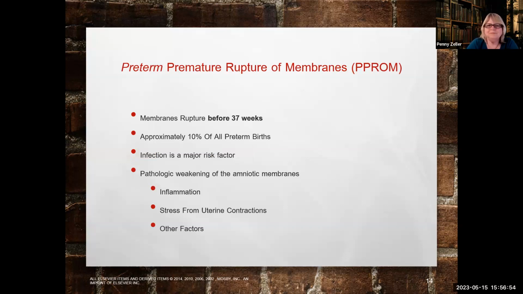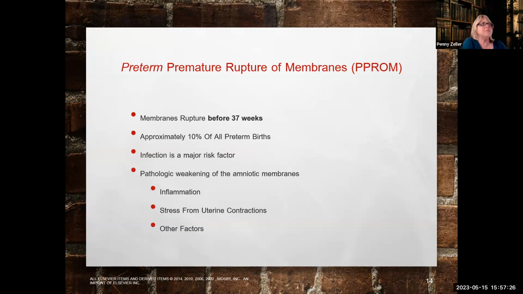Preterm premature. Okay, so this is rupturing of the membranes before that 37th week. So this is preterm premature, PPROM. If the membranes rupture at 38 weeks, it's just premature rupture. But if it's before the 37th week, you have to tack on that preterm. Does that make sense?